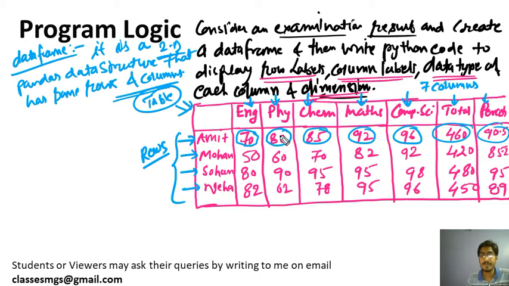Okay, so actually I am explaining what a data frame is. So now these are known as columns. English is a column, this is a complete column. Amit and his marks is a complete row of this particular table or data frame.